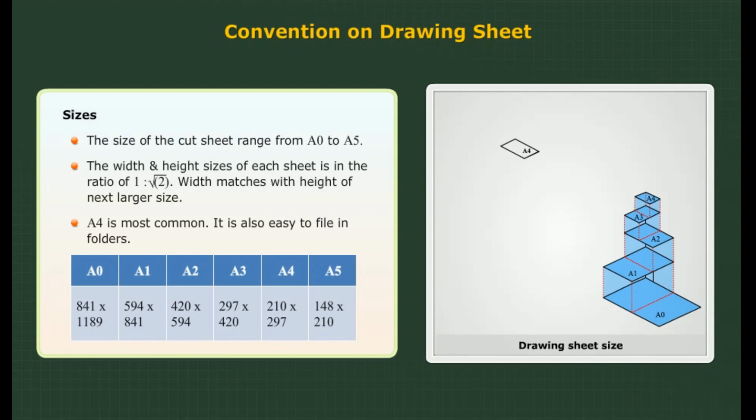Recommended sizes for drawing sheets are shown here. Note that each succeeding sheet is half the size of the preceding sheet. Example, 2 pieces of A4 form 1 piece of A3. This is the cut paper size. The largest paper, A0, has an area of 1 square meter.